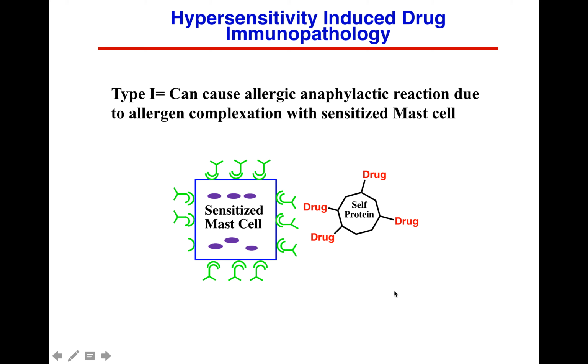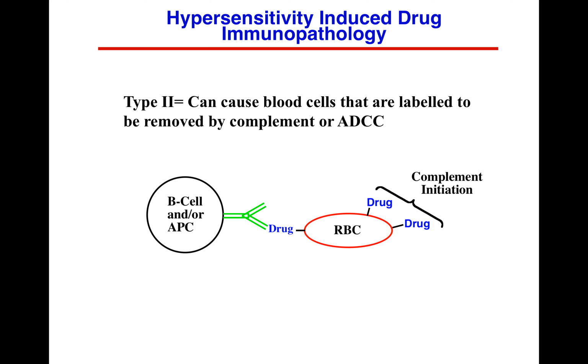For type 2, you can cause blood cells that are labeled to be removed by complement or ADCC. As we saw with the fetus, antibody produced against the drug that labels the red blood cells will go after those blood cells, and you can have complement activation or ADCC.